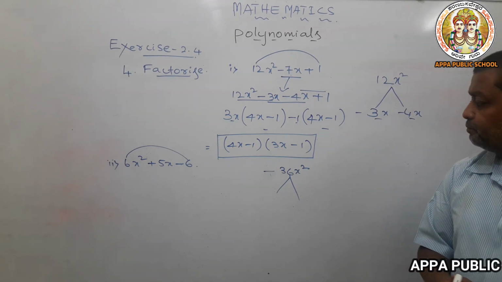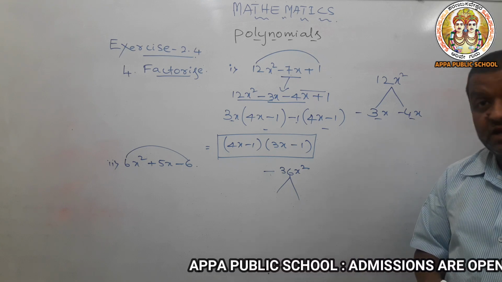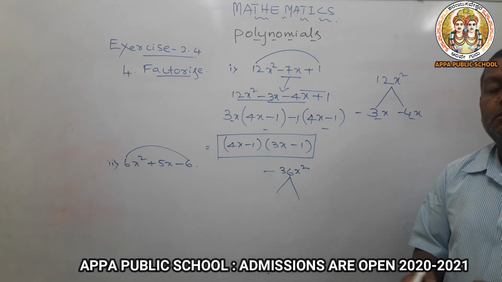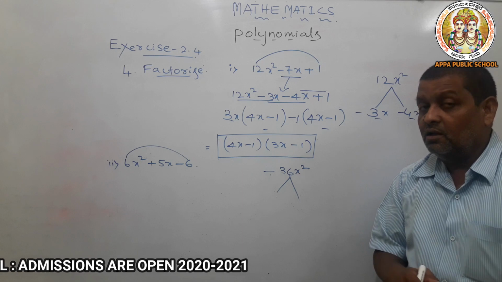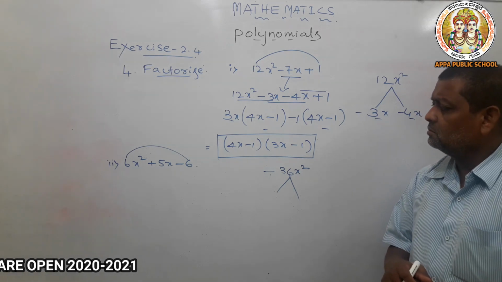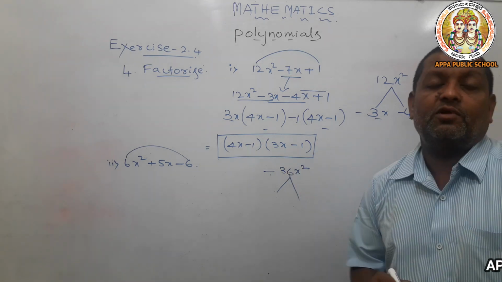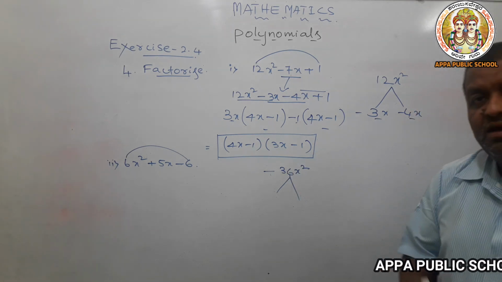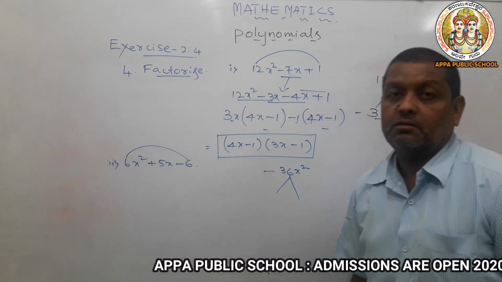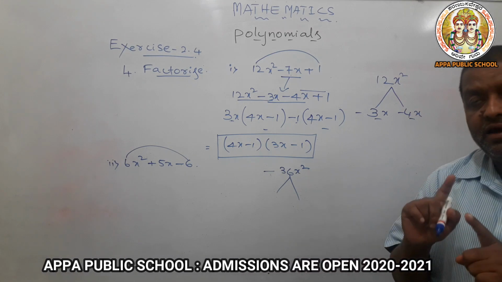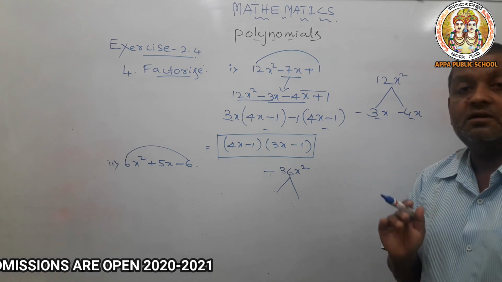6 sixes, 12 threes, 9 fours, so many. 18 twos. So among these pairs, which one is good? That's what we need to understand. 9 and 4 is good. Why? Because 9 fours are 36. What about this 5? 9 and 4 have a difference of 5. So that's why our choice is 9 and 4.